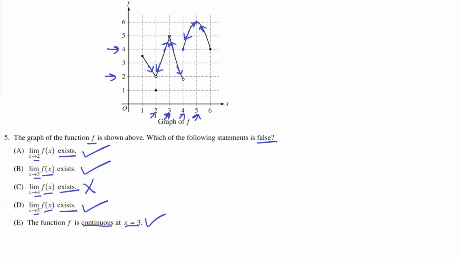So every statement except C was true, because at x equals 4, the left and right limits are not equal. So C is the correct answer.